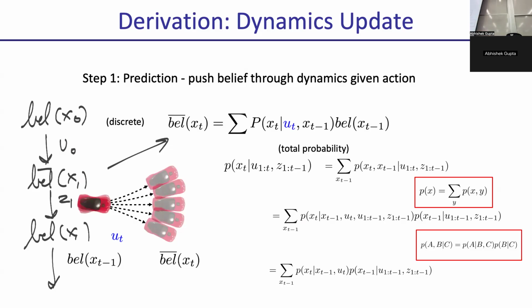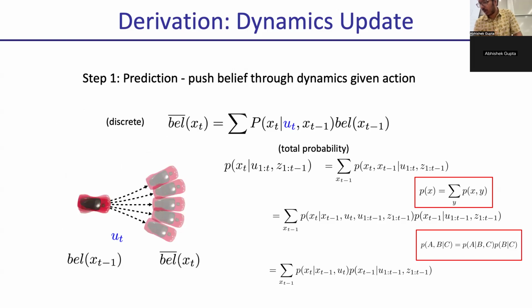I started with some belief in the world. You can think of belief xt minus 1 as my current belief, and belief bar xt as my predicted future belief. That's what I know right now. I took an action, so this tells me how to perform the update. Any more questions? This is a little bit confusing, so it's fine to go slow here.